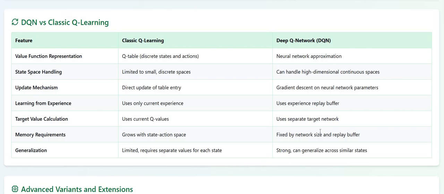And generalization, let's look. With Q-learning, you can't generalize. Each state needs its own slot. If the agent ends up in a state it hasn't seen before, it knows nothing. But DQN can generalize across similar states because that's what neural networks are good at.